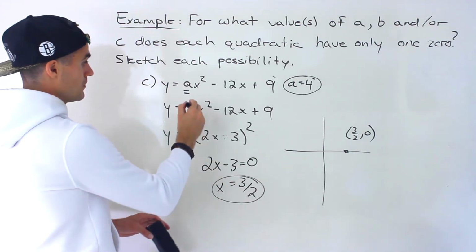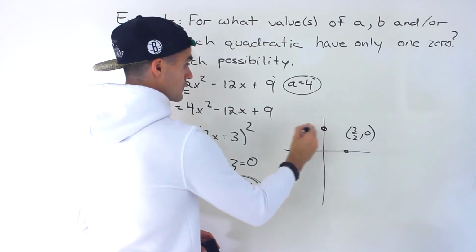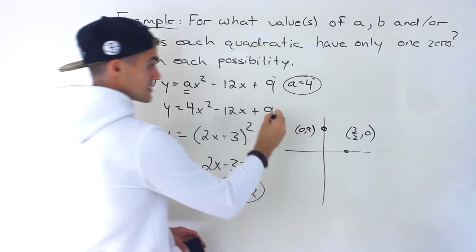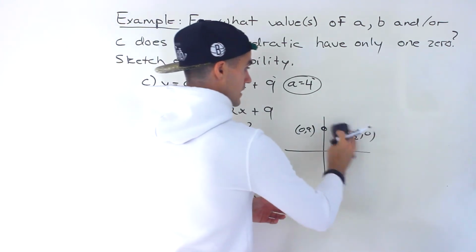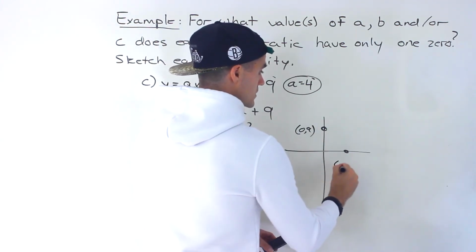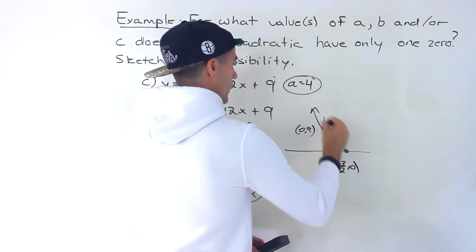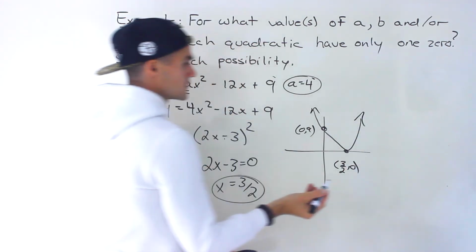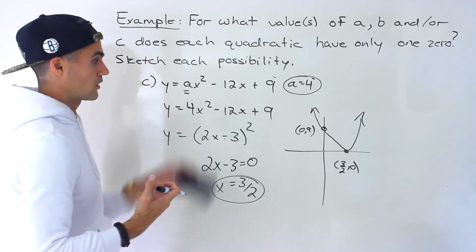And then it's opening up because we have a positive a value, and then it's going through a y-intercept of 0, 9. It's easy to get. It's just the c value from the standard form. And so let's actually label this point over here so it doesn't get in the way of the drawing. So that's how the one possibility is going to look for part C.